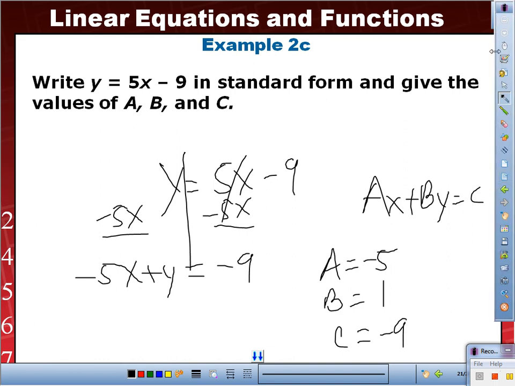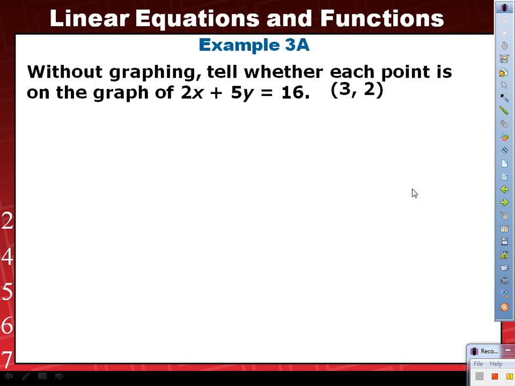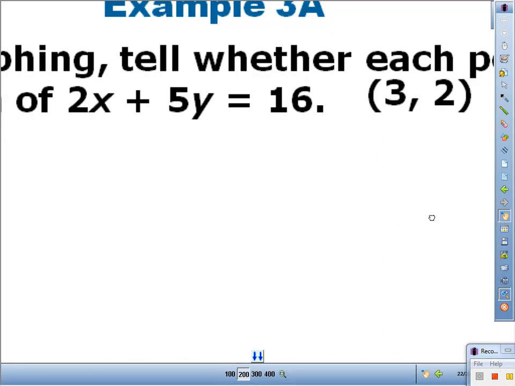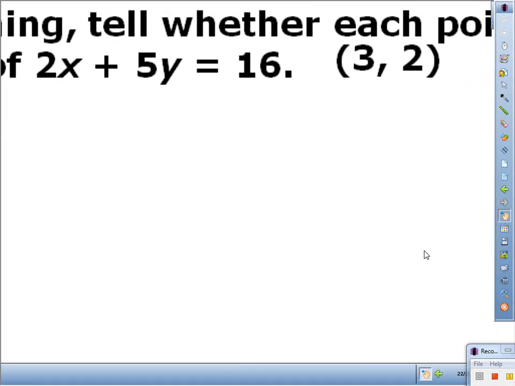All right. Now I'm going to example 3. Look at this one. Let me do this one first, and then you'll copy at the end. It says, without graphing, tell whether this point is on the graph. You're like, without graphing? Think about it. They only give me the equation and the point. What can I do to check if it's on the graph without graphing?